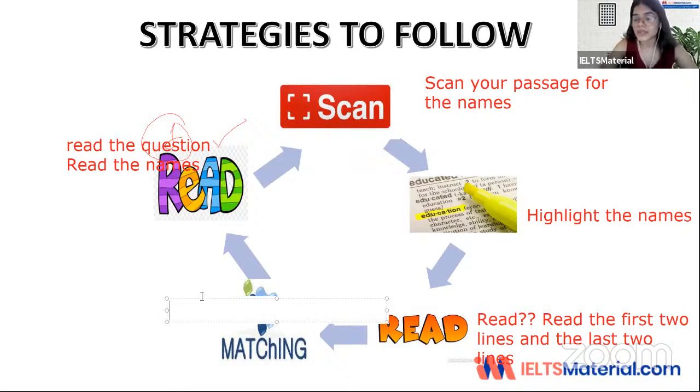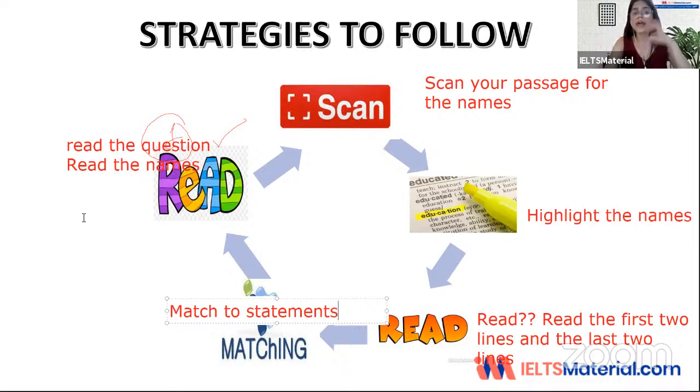When you come to matching, once you have read all of the lines, you will come to your matching part. You will come to your statements. You will read the ideologies from the paragraph and match them to the statements that are given to you. Once you are done with this part, you will repeat this strategy for every name that is given in the questions. Okay, I hope I have made myself clear.